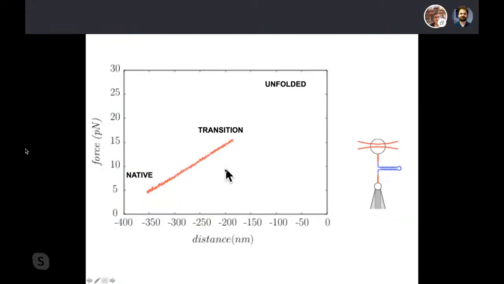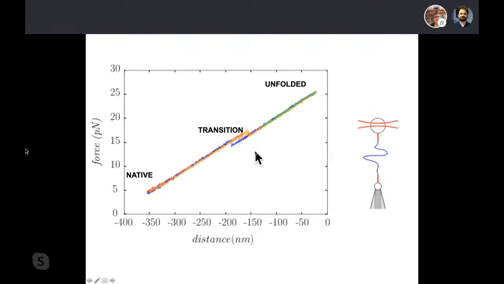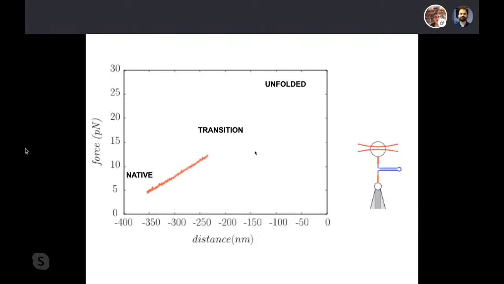Let me show you an animation of this experiment. This is a native structure, unfolded. You go back and forth. There is always some hysteresis. The force at unfolding is higher than the force at refolding. There is some lagging time of the refolding with respect to the unfolding. You could go on and on, okay?